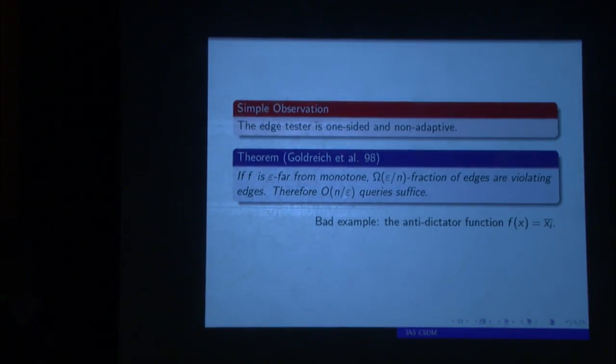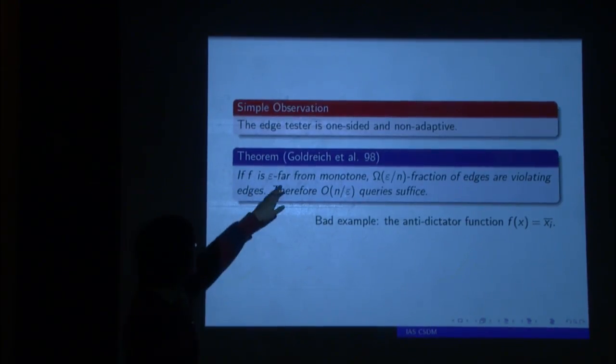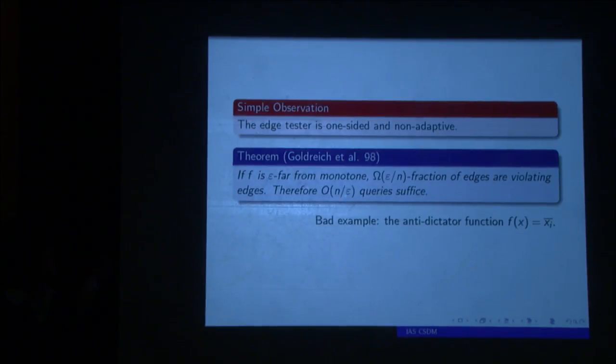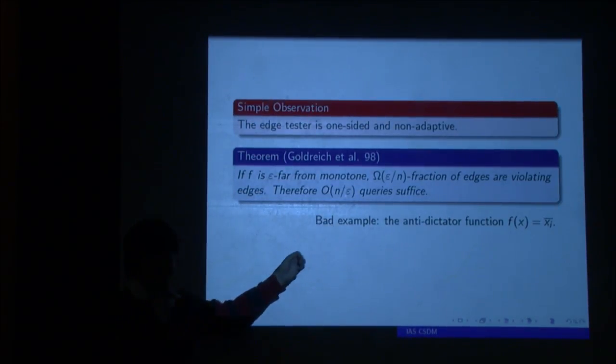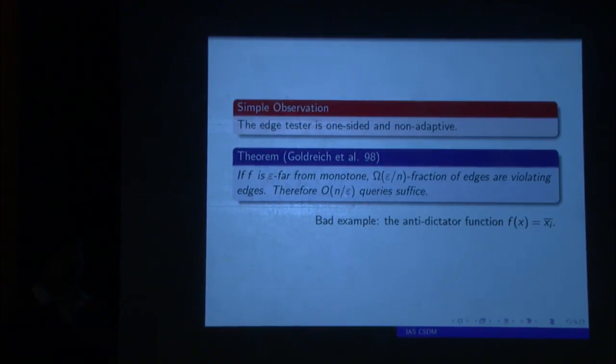The main question is how many edges you need to sample so that you have a reasonably good probability to reject if the function is far from monotone. And this was shown by the paper I mentioned earlier, the Goldreich et al. paper. They show that n over epsilon queries are good enough. If you try this n over epsilon times, you will get a violating edge with high probability. But there is also a matching bad example. If the function is an anti-dictator function, to get this special variable xi, you need omega n queries.